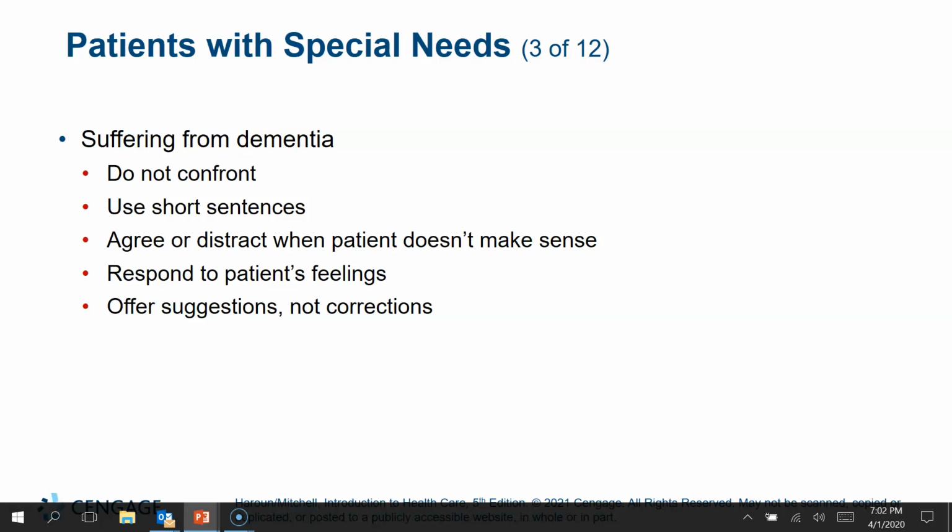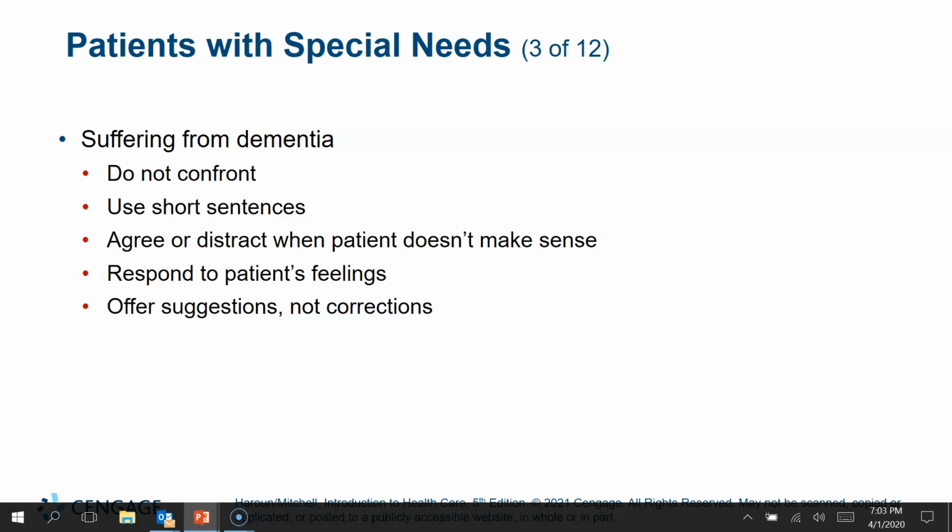Simple language. Nice, short, simple language. You've got to be patient. Again, it takes a little while for these patients to formulate their thoughts. So you need to give them the time to do that. Don't confront them. Don't get angry. Please don't try to reason with these patients because it really isn't going to work.